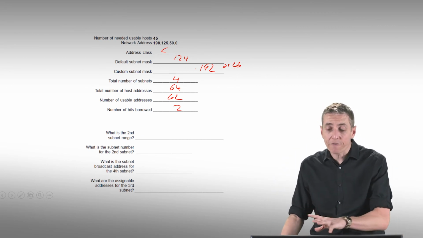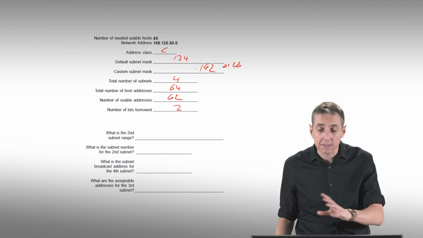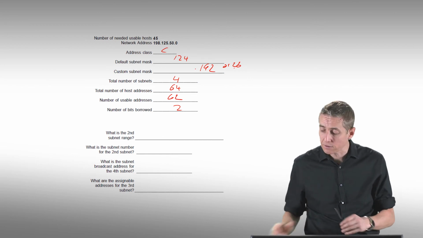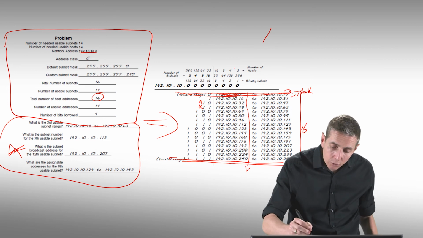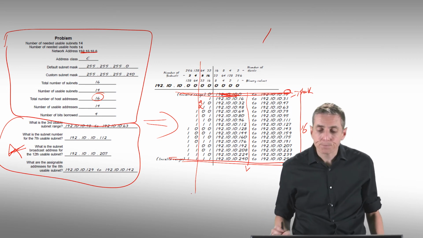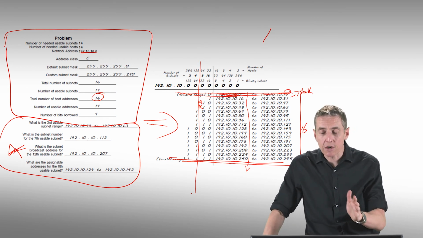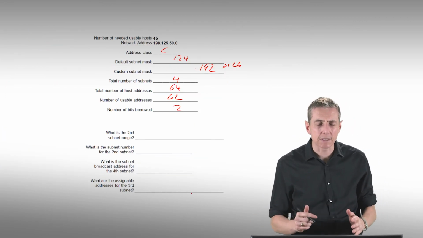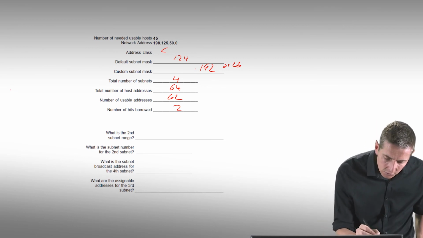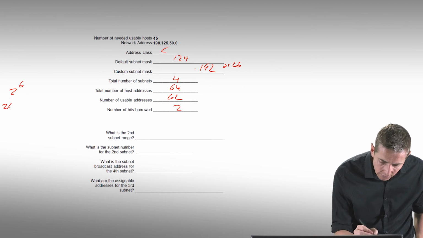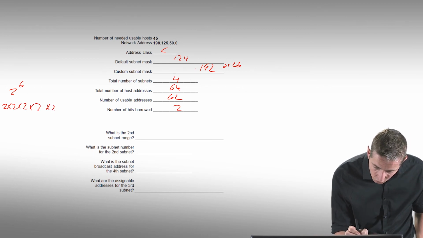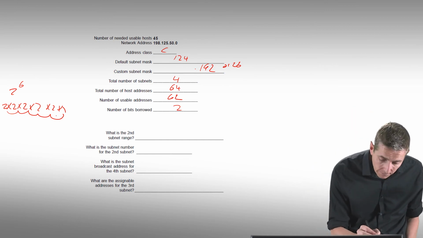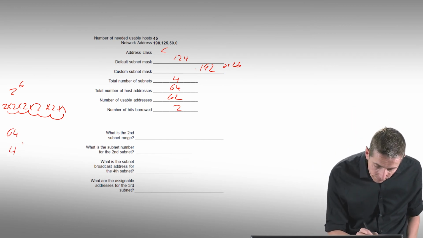Then the question is, define your ranges. So we know it's 2 bits borrowed because I remember it's 64. So let's think back to this. What is the second subnet range? What are your ranges? So it's 0 to 64. Let's jump back here. We're now imagining putting our line down here. So it's now 0 to 64. So how many bits? If we jump back here, 2 bits borrowed leaves me 6 bits. 2 to the 6. That's 2 by 2 by 2 by 2 by 2 by 2. So that's 4, 8, 16, 32, 64. So we're going to have 64 in each.